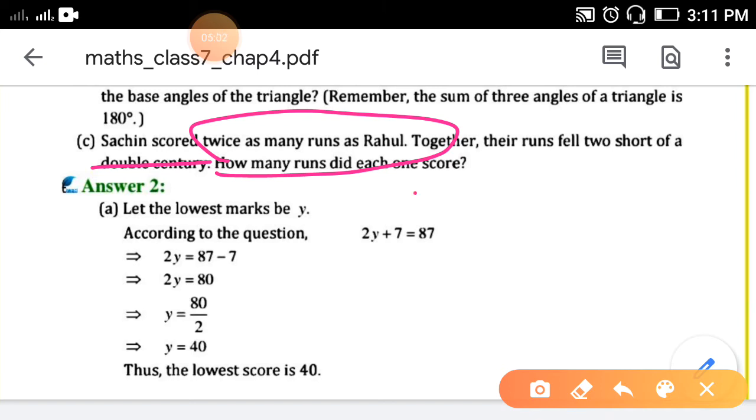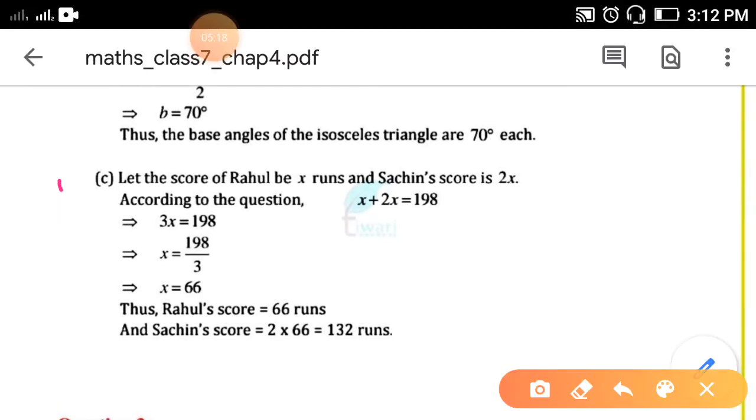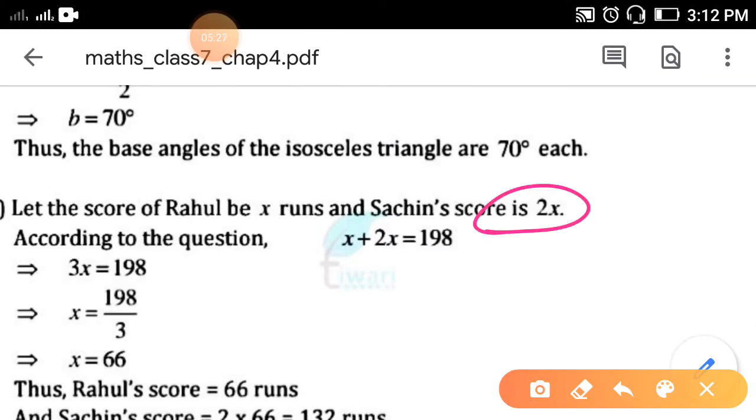Then what is the score of Rahul? It is not given. So that score of Rahul we have to consider as any variable A, B, C, D up to Z. So let the score of Rahul be x, and Sachin scored twice Rahul's score. So the score of Sachin is 2x.